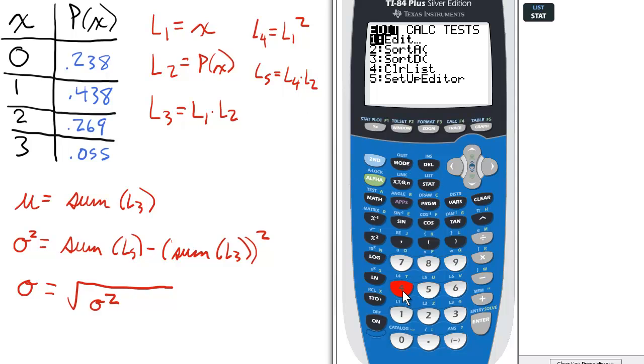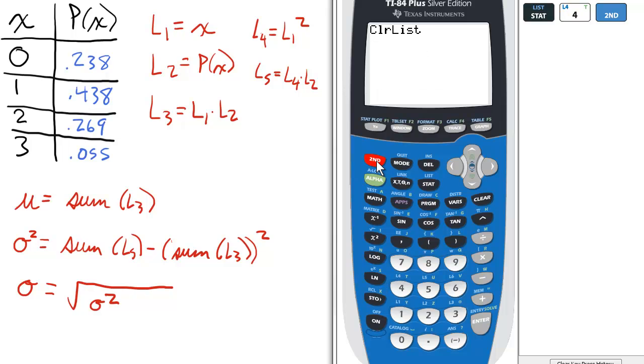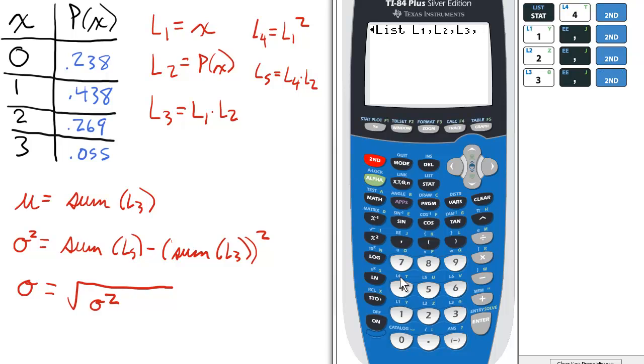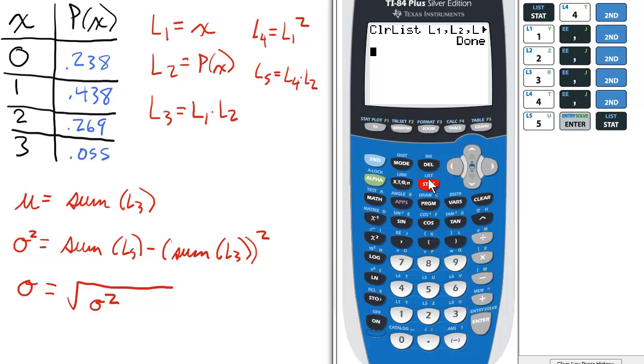We want to go to 4, we want to clear all our lists, so we enter the lists separated by comma. So L1, comma, L2, comma, L3, comma, L4, comma, and L5. Enter. Now that our lists are cleared, we go to Stat.